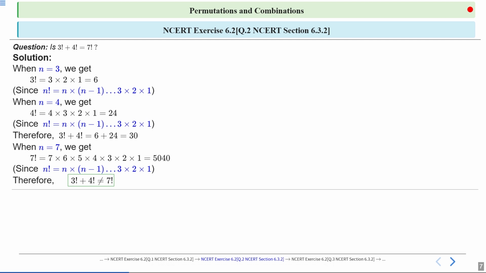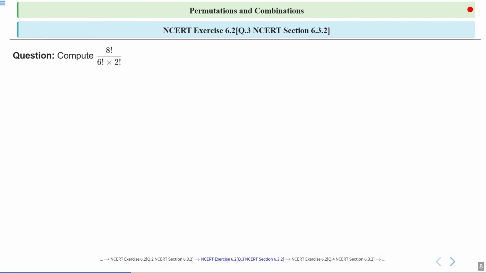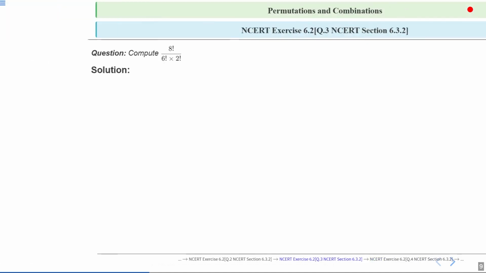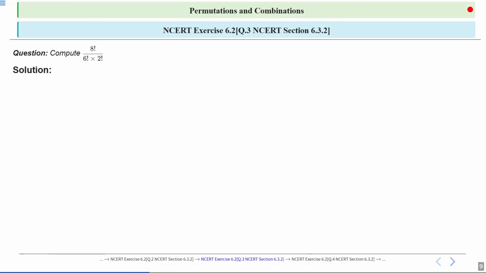So now let's move to the next question. Here in this question, we have to calculate 8 factorial upon 6 factorial into 2 factorial. So we will calculate this by simplifying. So let's solve this question step by step. So we need to evaluate 8 factorial upon 6 factorial into 2 factorial.